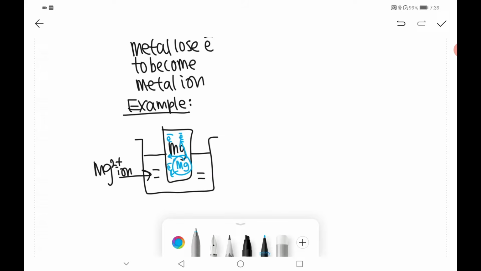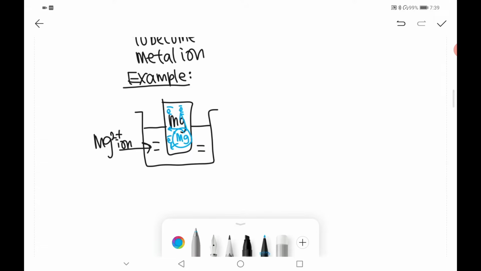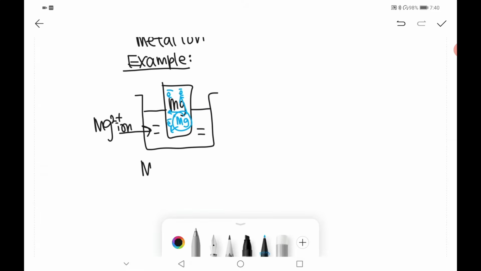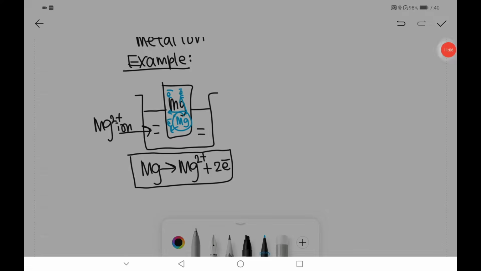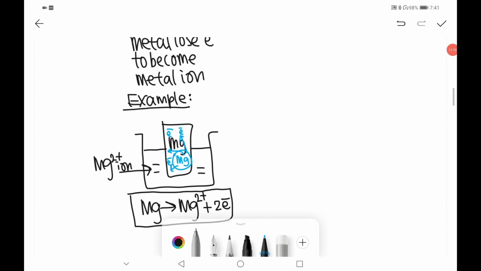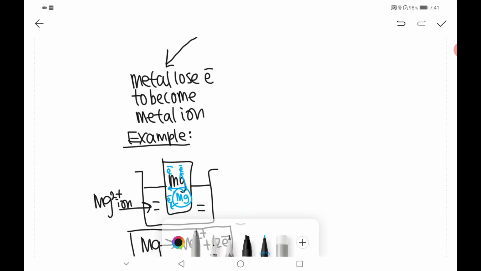When magnesium donates electrons, this is what will happen. The Mg magnesium will donate electrons to become Mg2+. When magnesium donates electrons, it becomes Mg2+ and the 2 electrons that it donated. So this is one of the processes that is happening: the magnesium loses electrons to become a metal ion.